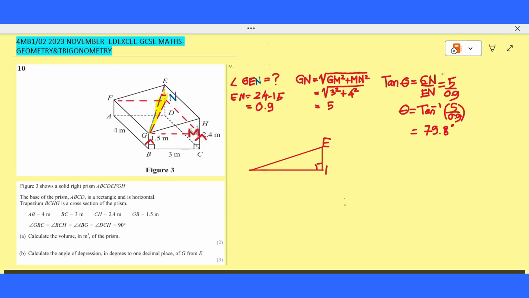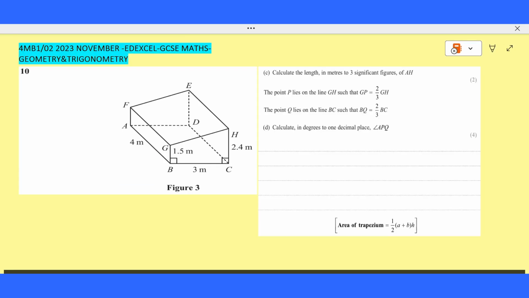But the work is not yet done. There's one more final step, that is to find the real angle of depression. The real angle of depression is symbolized as alpha, because that is how a person from E looks down towards G. So the angle of depression of G from E, the correct angle of depression, is alpha. So how do we get alpha? Alpha and beta form 90 degrees. So to get alpha, we just have to subtract 90 degrees minus 79.8, that is 10.2 degrees. That is our answer.